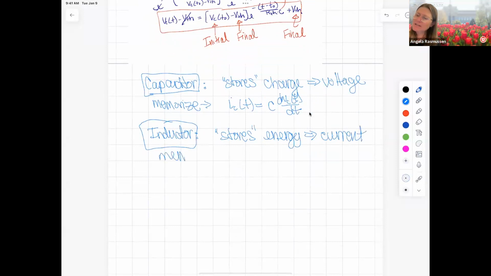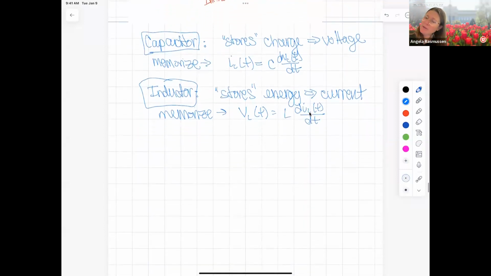And then memorize. Who wants to say it? What's the equation for the inductor? Go for it. Good job. Yep. So memorize that one.